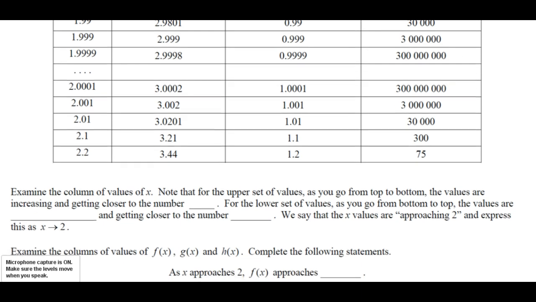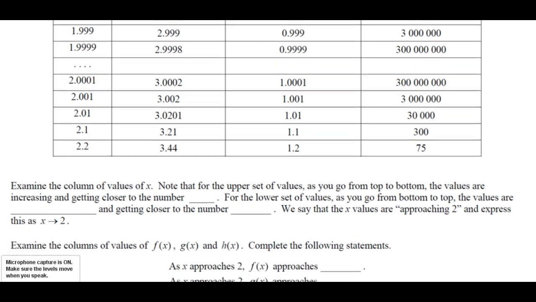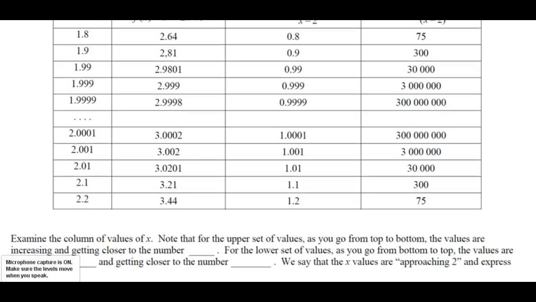If you examine the column of the values of x, you note that for the upper set of the values, as you go from top to bottom, the values are increasing. So we're looking at the x's. These values are increasing and getting closer to what? 2.